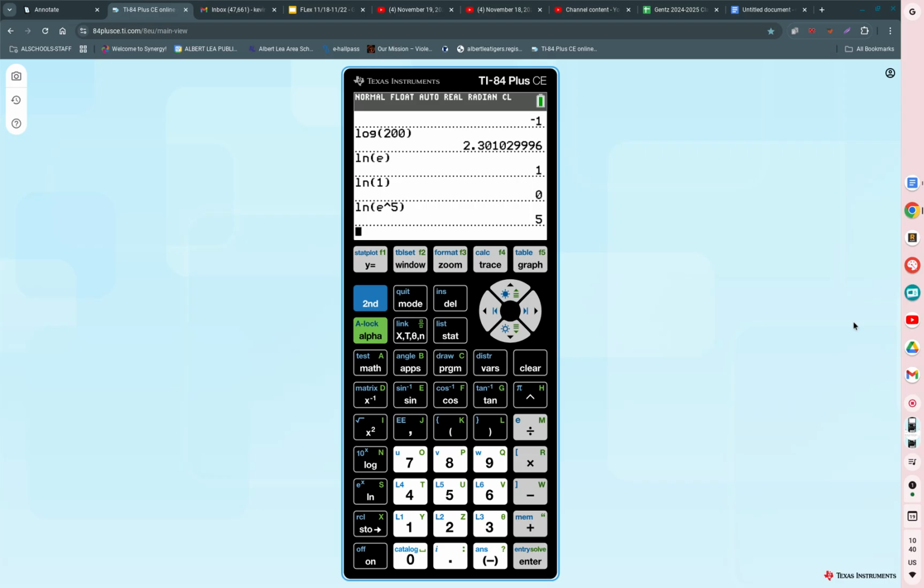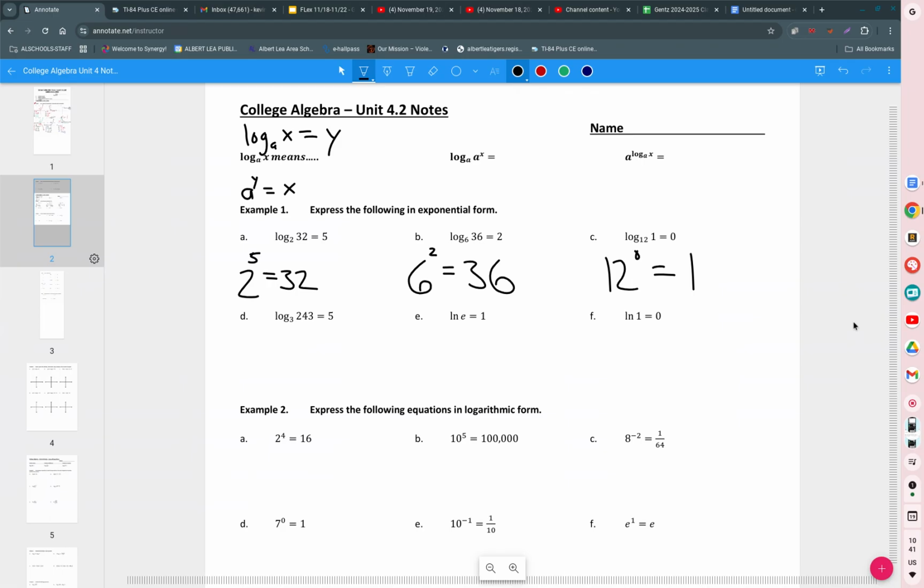Your calculator has log base 10 and log base e, called natural log. That's where you get the e, that's where you get log, that's where you get natural log. Everybody see those? Okay, let's head back to your notes.